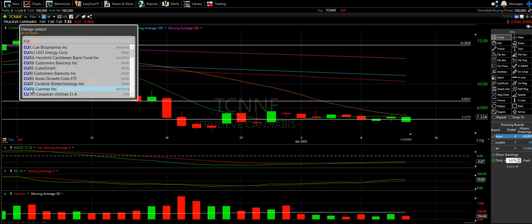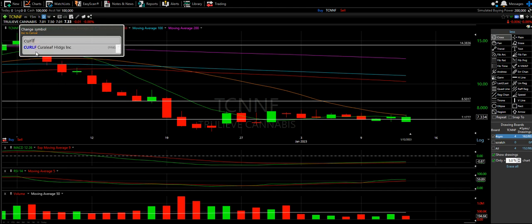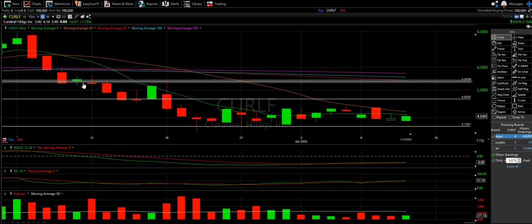CURLF. One more time, CURLF, Canadian ticker. I have to look at the 5-letter pink over the counter, right? Almost identical chart, I would say, right? Big things will happen if it could break the 20. I like the fact that there was a little bit better of a test on the 20 that we saw with TrueLeaf, right? This one actually opened above it, clearly failed it pretty hard, but hey, at least it made an attempt on the line.